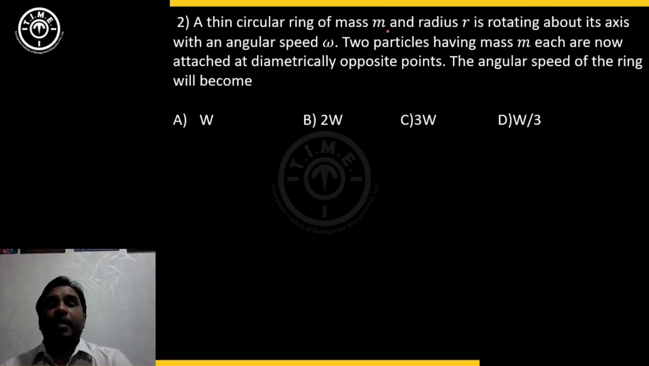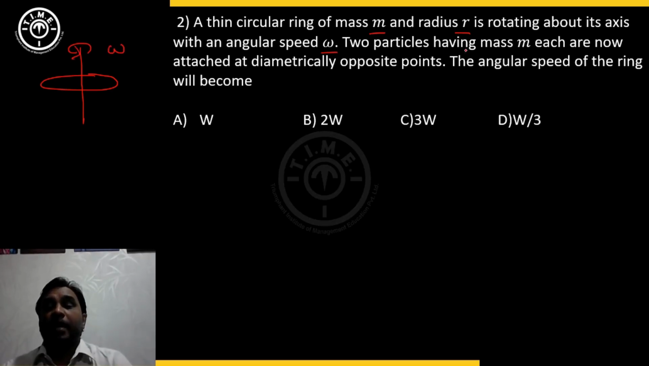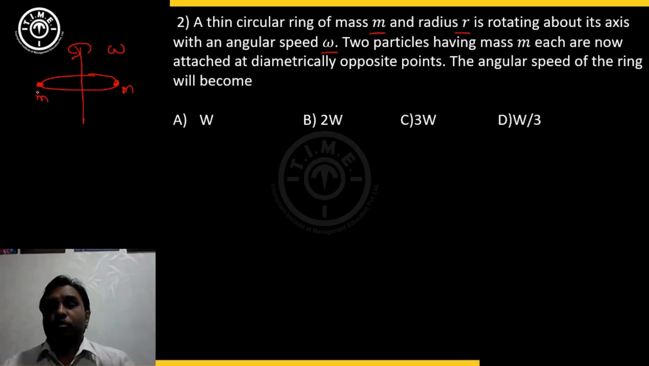A thin circular ring of mass m and radius r is rotating about an axis with an angular velocity omega. Two particles of mass m each are attached at diametrically opposite points. Here also the same mass on each. The angular speed of the ring will be, again, no external torque, because mg acting down is parallel to the axis of rotation, which cannot produce any kind of torque.